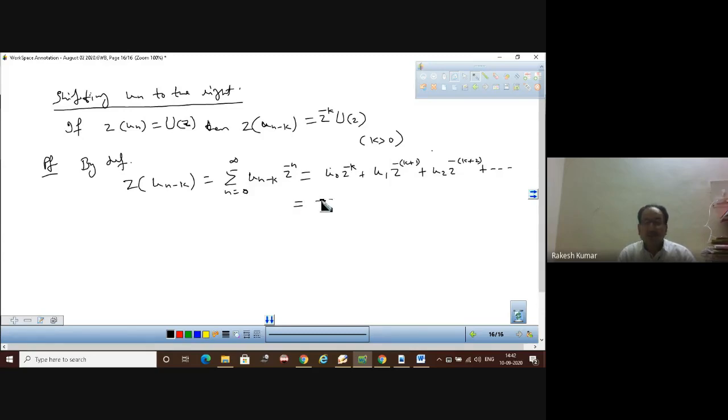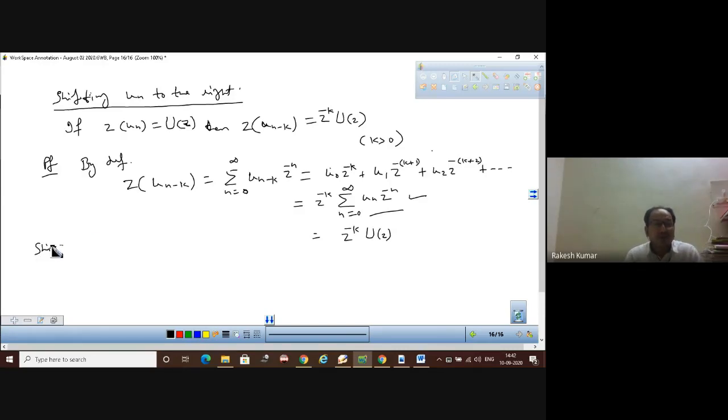Now this can be written by taking z raised to power minus k out, and that will be summation n is 0 to infinity u of n z raised to power minus n. It is very simple: z raised to power minus k times the function of z. This is the basic definition of a Z transformation. So shifting to the right, it is very easy to prove.